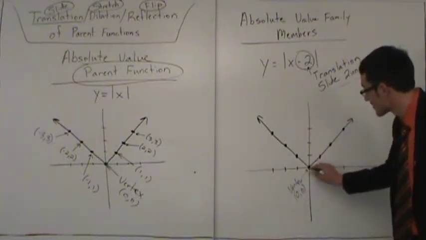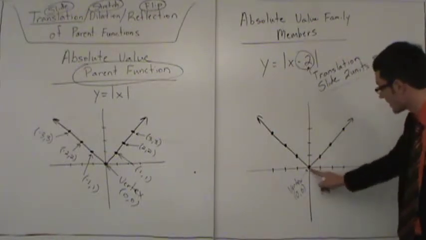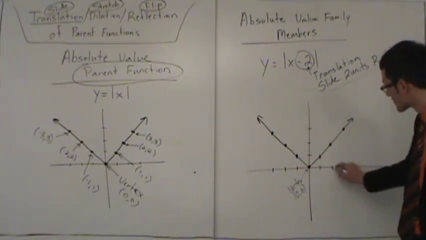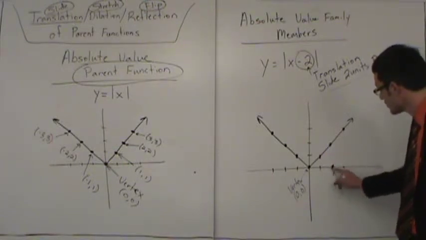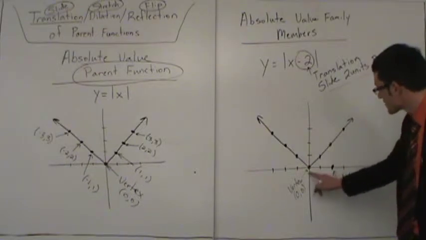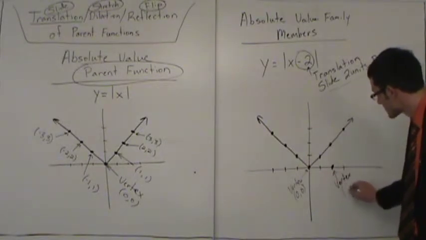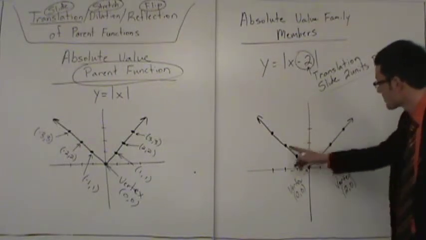So we're going to start with the vertex. The vertex is the most important point. The vertex moves 2 units right, so the vertex moves to this location, okay. We're going to label the new location as the vertex of the new function. And this vertex is not at 0, 0, but this vertex is at what? 2, 0. Okay?